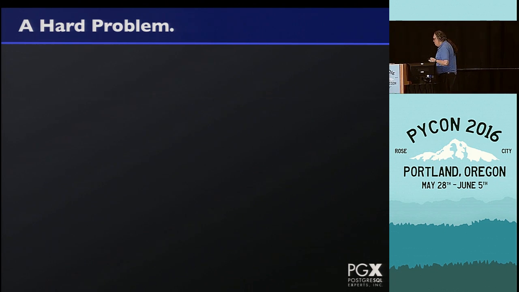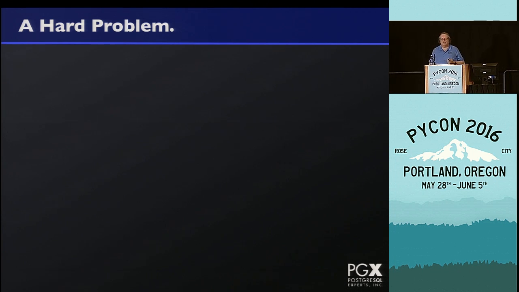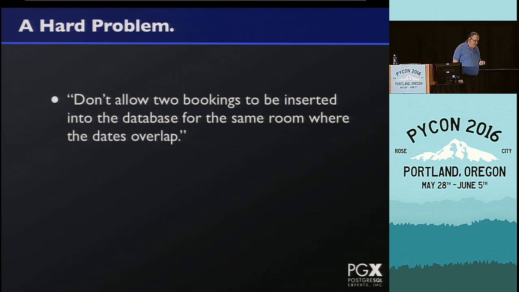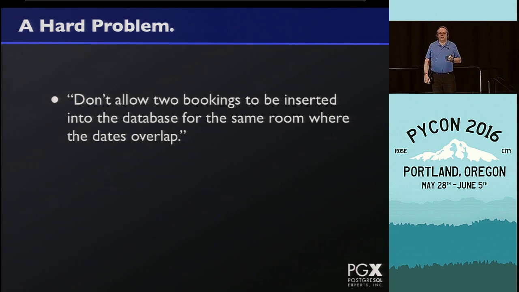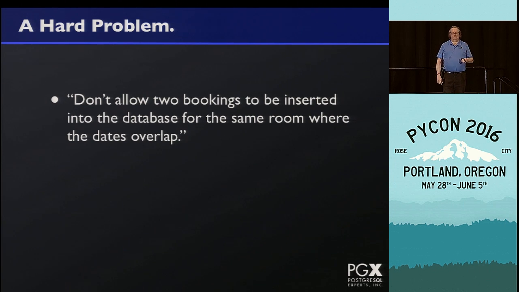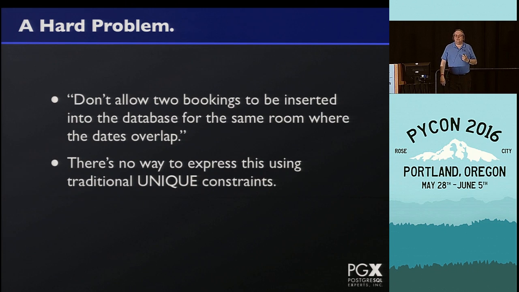Now, what would you do with this stuff in Postgres? Well, here's a really hard problem. Let's say you're building a hotel reservation system, and you say, don't allow 2 bookings to be inserted in the database for the same room where the dates overlap. And you want this to be a constraint in the database. You never want data like this to go into the system. So you don't want to do a query, check, and then return because there's a race condition there. Someone could jump in and do a bad booking. The problem is there's no way of expressing this with a unique constraint, because two ranges can overlap and still not be identical for comparison purposes. And unique is only equality.